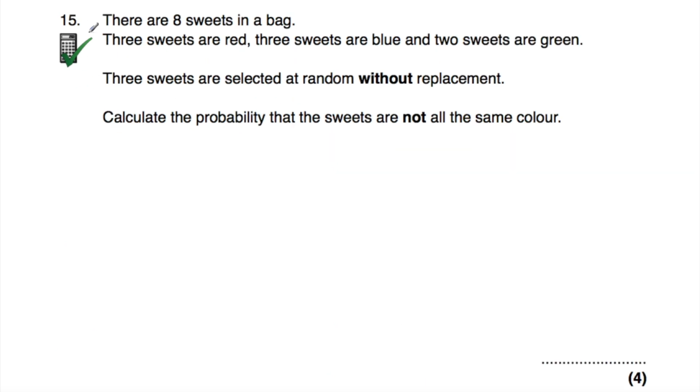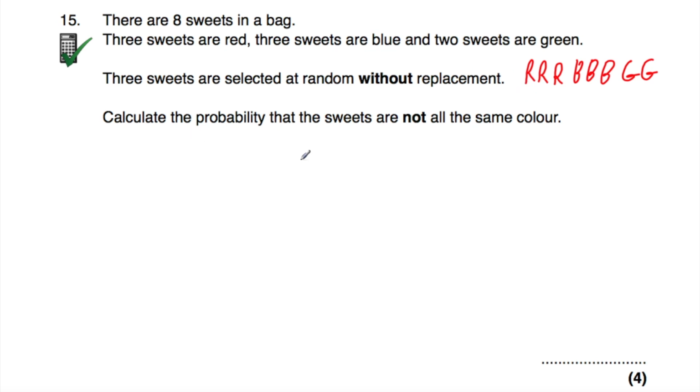Okay, let's have a look at our next question, question number 15. It says there are 8 sweets in a bag, and 3 of them are red, 3 of them are blue, and 2 of them are green. So we've got red, red, red, blue, blue, blue, green, and green. And we're told that 3 sweets are selected at random without replacement. So 3 sweets are going to be taken out of this bag without replacement. So taking one out, then another one out, and then another one out without putting any back in.